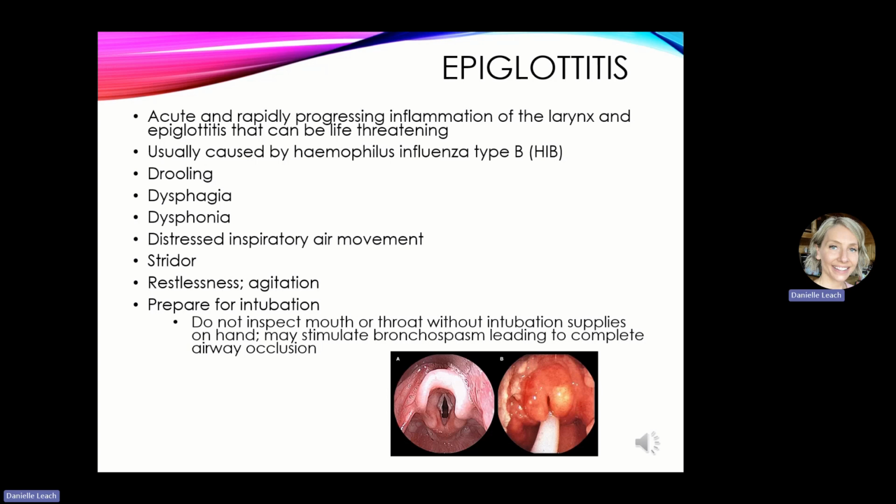But if we are looking at this picture on your screen, the larynx on the left side is normal, and the one on the right is epiglottitis. You can see they do have an ET tube in, thankfully, but everything is swollen around it. If that ET tube wasn't in there, the child could not breathe at all.